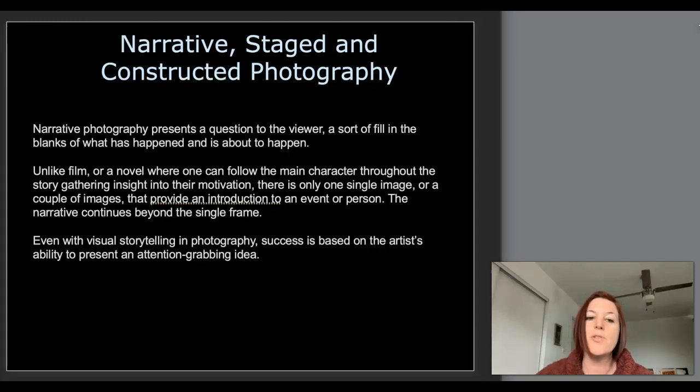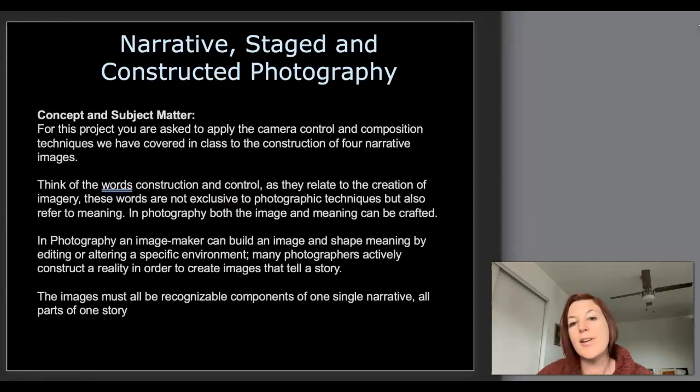So even with visual storytelling and photography, success is really based on your ability to present an attention-grabbing idea. You have to create an idea that a viewer can discern what is happening in the photograph. They can discern what the story is, and whatever characters or events are unfolding, that is visually clear.